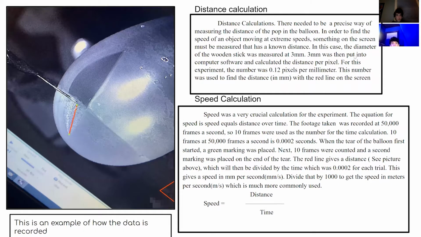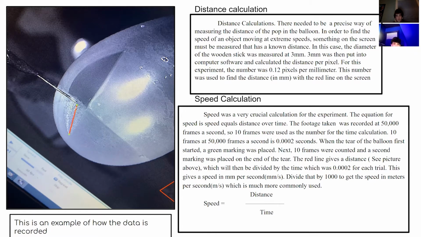So the next is data collection, and this is how we got the numbers for the data. So the distance calculation. There needed to be a precise way of measuring the distance of the pop in the balloon. In order to find the speed of an object moving at such extreme speeds, something on the screen must be measured that has a known distance. In this case, the diameter of a wooden stick was measured at 3 millimeters. 3 millimeters was then put into the computer software and calculated the distance per pixel. For this experiment, the number was 0.12 pixels per millimeter. This number was used to find the distance in millimeters with a red line on the screen.